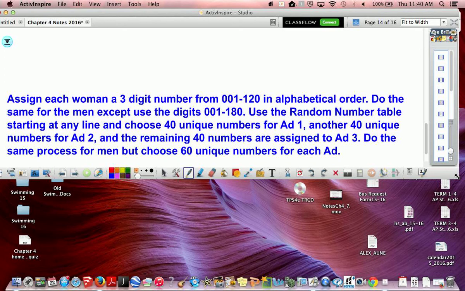I'll give you another minute to try to finish up. Once you have, turn to the back page. That way it gives me an idea that you're done.